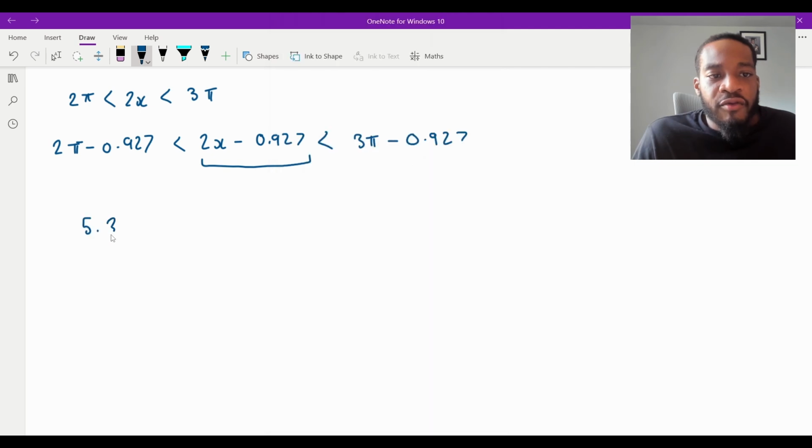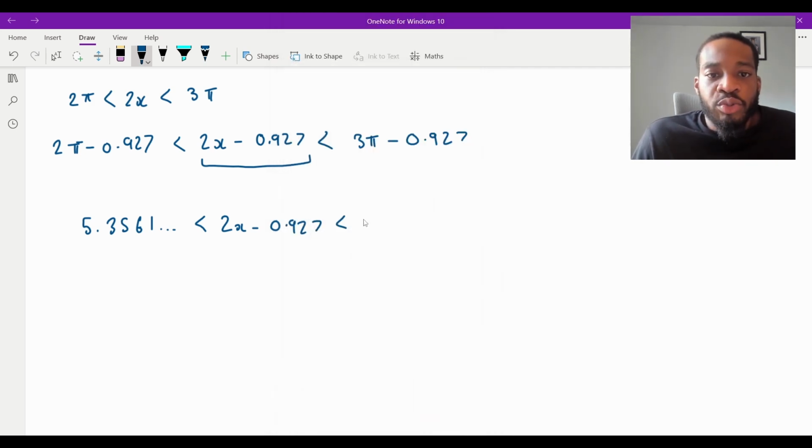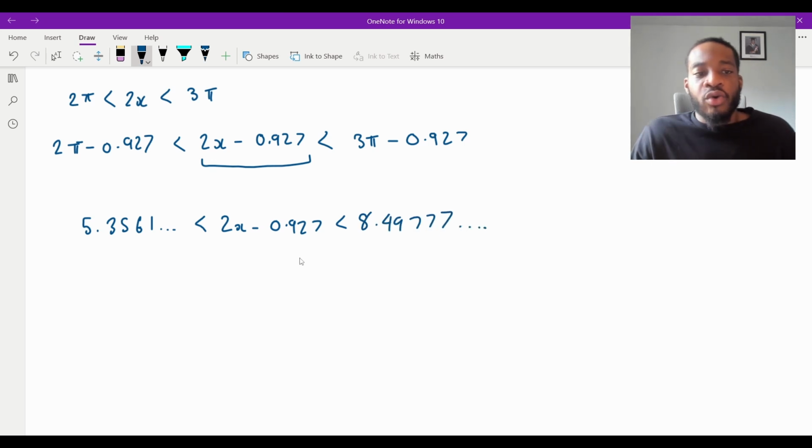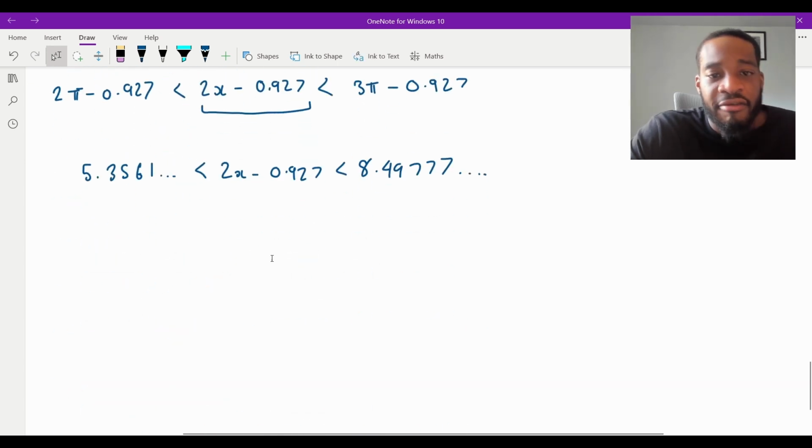Sorry, 5.356 1 blah blah blah, like that. And then this one is going to be between, I'll change that to a 3 pi, and that gives us 8.49 quadruple 7, I think, 8.49, and then lots of sevens like that. So what that tells me is that now when I solve this one, I just need the value or values that will be within that range, isn't it? Which is going to be between 5 and 8 essentially.